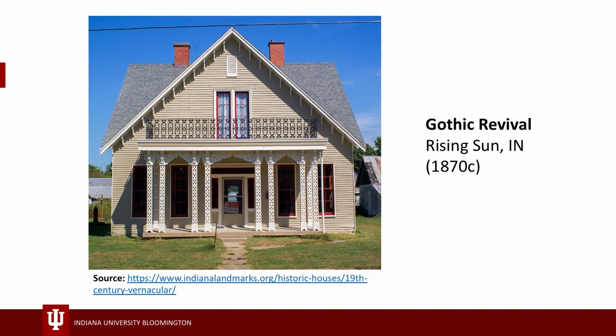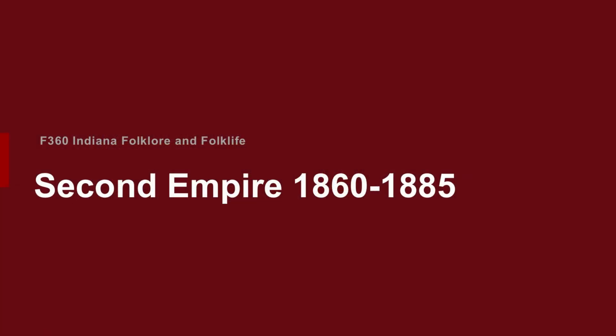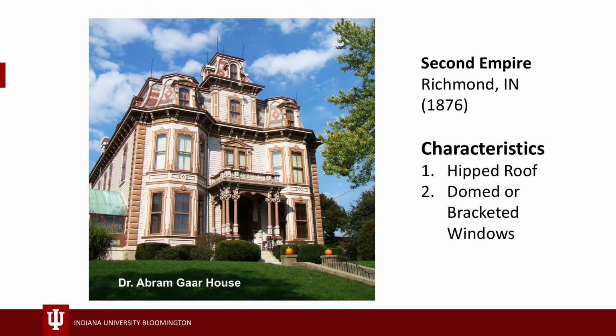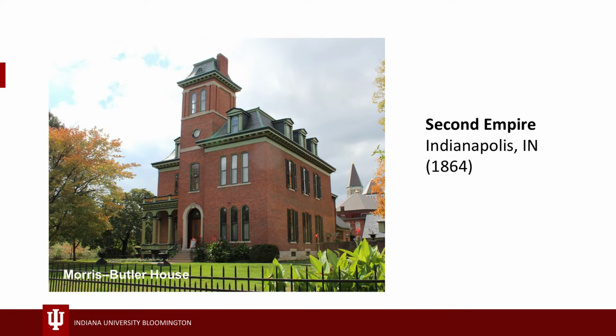The Second Empire style, which was in vogue from around 1860 to 1885, was employed by many affluent people across the state. It's identifiable by its hipped roof and domed or bracketed windows. While many towns have these buildings, I've been all over the state and I've seen them in many old neighborhoods, which for some reason are often thought to be the site of the local haunted house. I think that probably has to do with the fact that it mirrors the Addams Family house from TV.